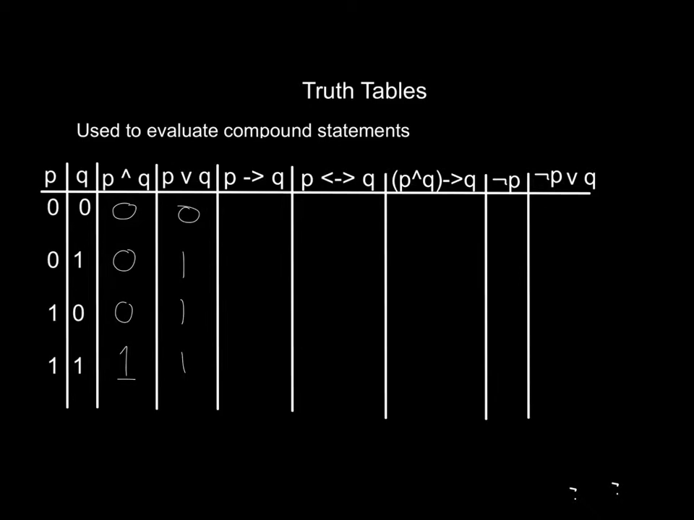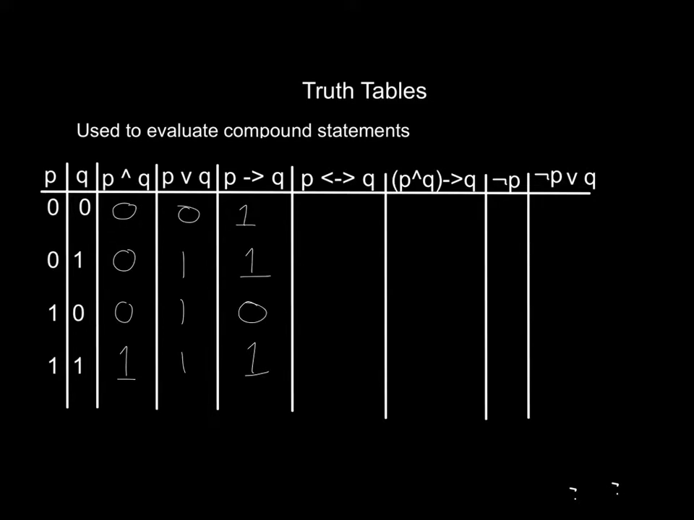And essentially what happens is if your assumptions are false, you can always come up with a true statement. And then if the assumption is true, then it's only true if Q is also true. And then otherwise, if P is true and Q is false, it's false.